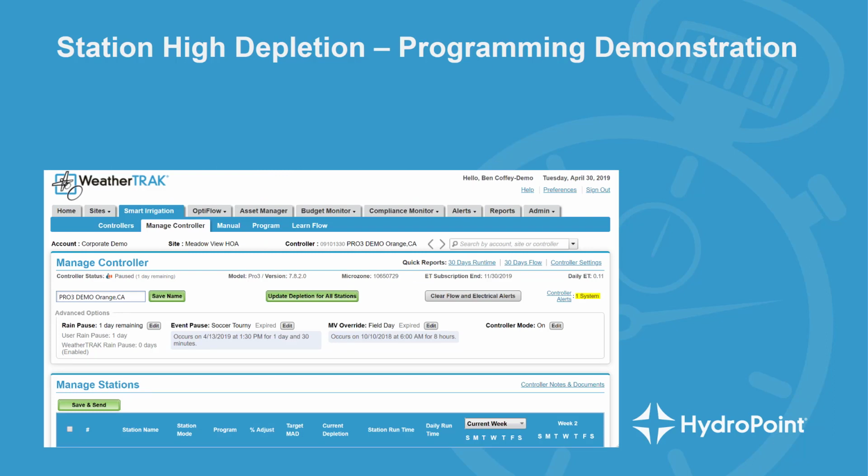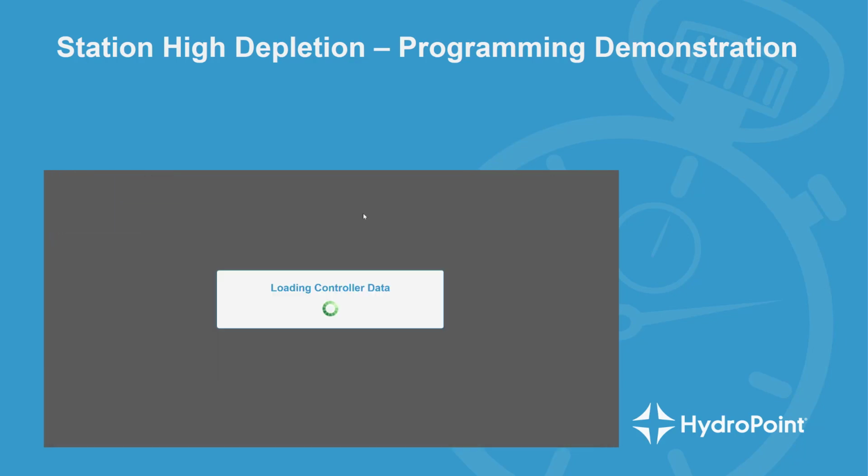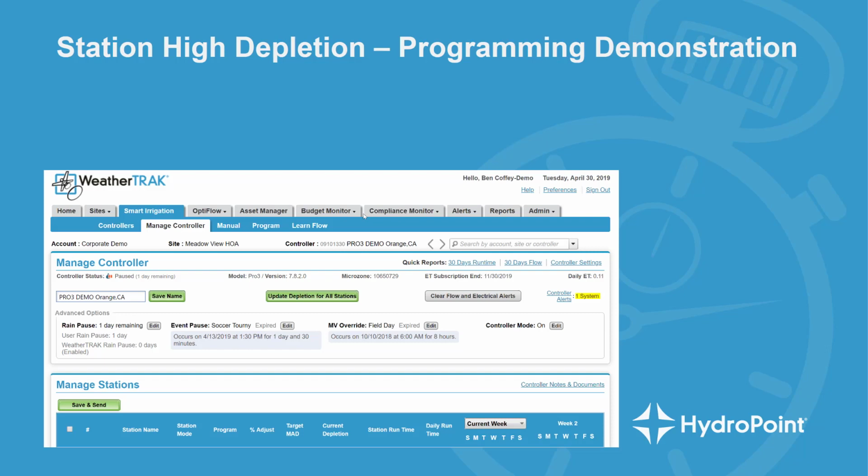Or another option is to update the depletion for all stations from this button right here at the top of the Manage page, where I select the depletion for all stations and update the depletion for all stations at once. And after the controller recalculates the schedule, your station high depletion alerts will disappear.